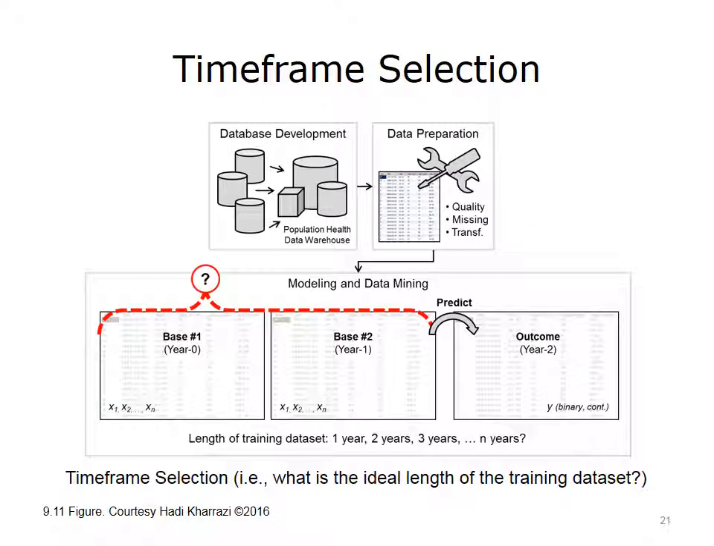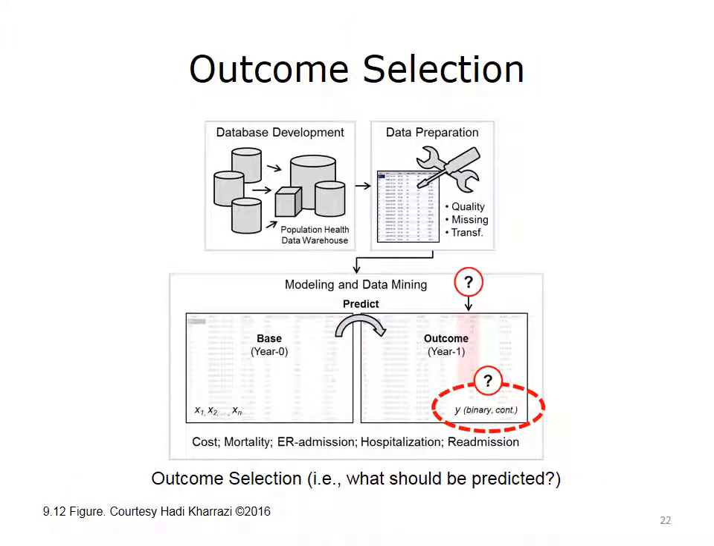Selecting various timeframes for the base dataset can affect predictive model development. The top half of the diagram refers to the starting point of the population health modeling process. The bottom half of the diagram shows the modeling and data mining phase of this process. As depicted by the circle with the question mark, the length of the base dataset, which in this case is the training dataset, can affect the predictive power of the population health model. Selecting an outcome can also affect predictive model development.